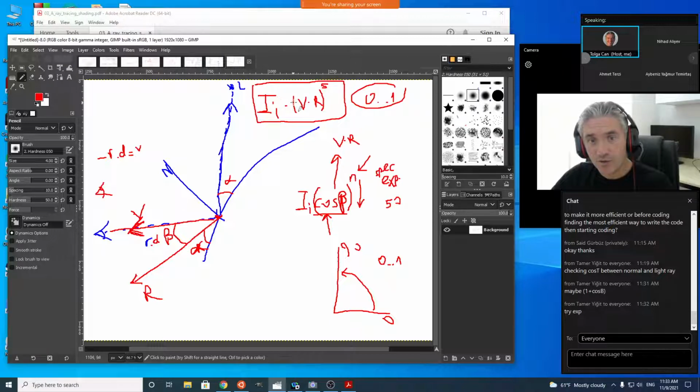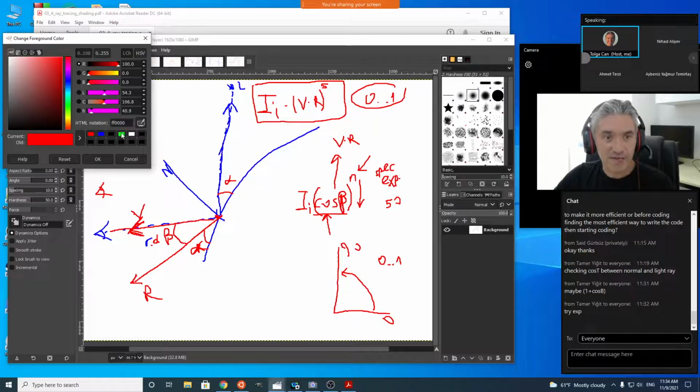For each light source, we compute this, and that's the whole shading model that we are going to have. But computing the R vector requires some operations between the N and L vectors. An alternative approach, which is the half vector approach, is this. So I'm going to finish the lecture with this half vector idea.